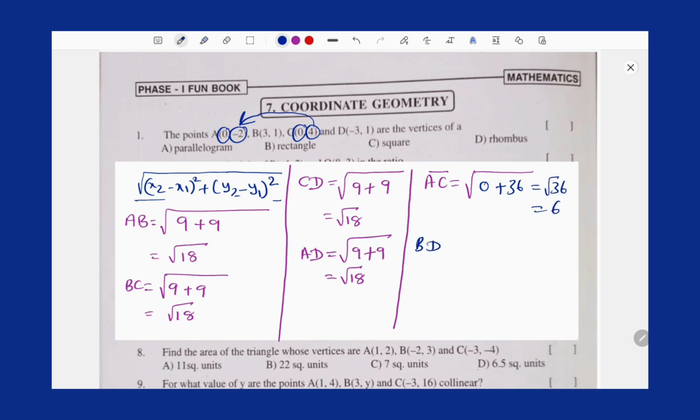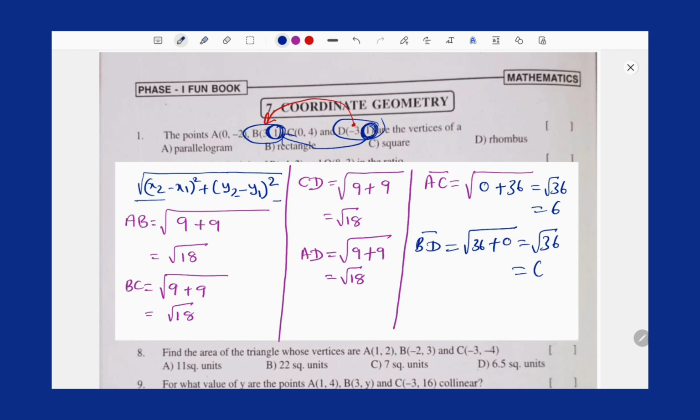Now BD. Now I can take BD. So this is B, this is D. So here minus 3 minus 3, so minus 6. Minus 6 whole square means 36, plus the next one, here it is 1, here it is 1, 1 minus 1, 0. That is equal to root 36, that is equal to 6.